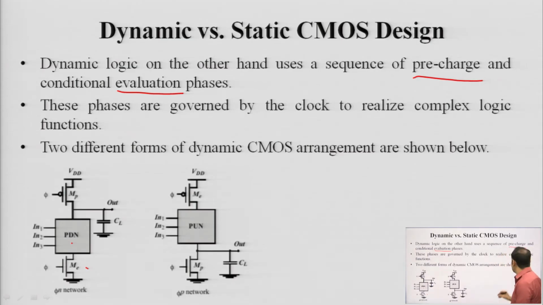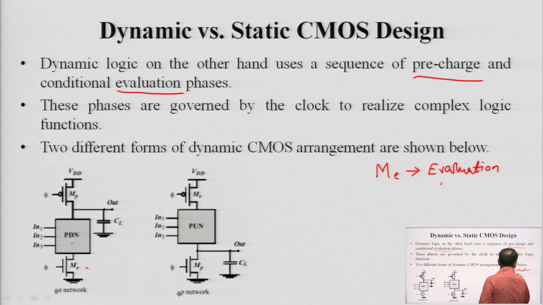So, in all our lectures, wherever we have the evaluation transistor, it is represented by ME. So, wherever you see the symbol of ME, we are looking at the evaluation transistor. Okay. So, there are two modes, one pre-charge and another evaluation, right. So, depending upon how you have connected your ME transistor, that transistor becomes the evaluation transistor.